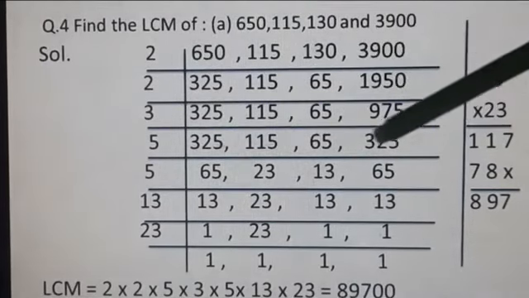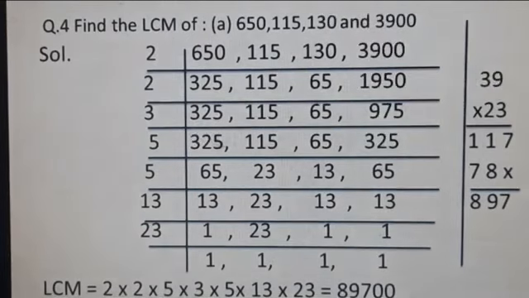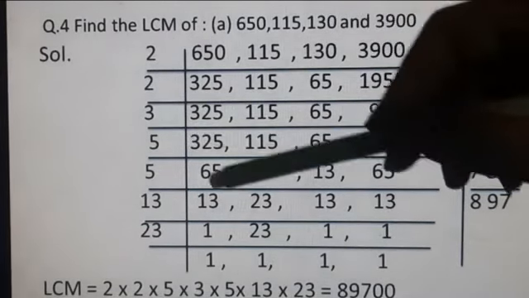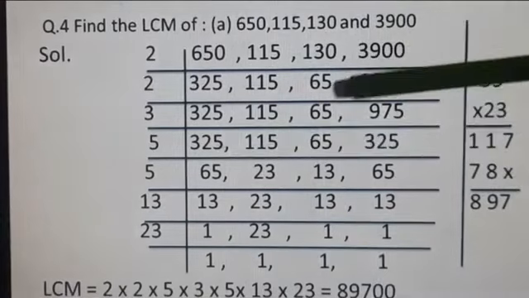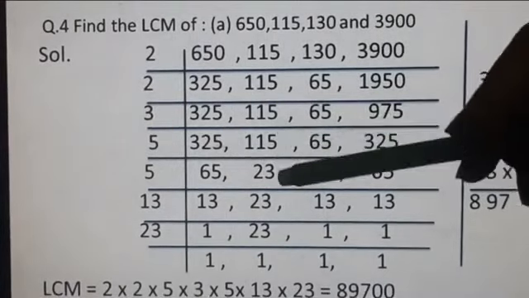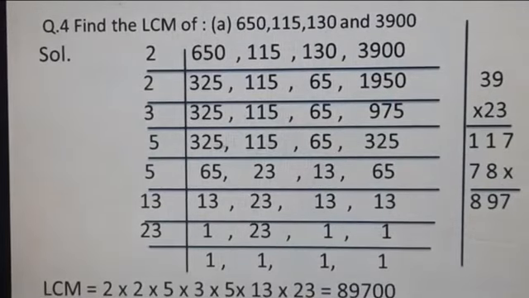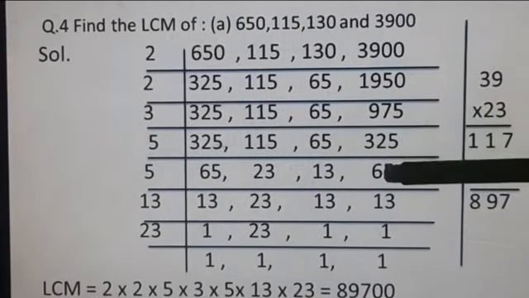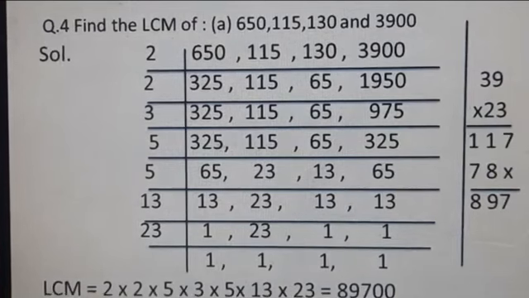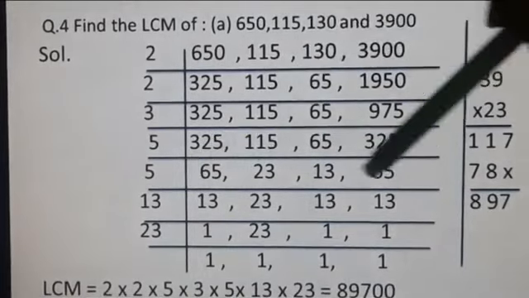5, 5, 5, 5. It means these are all divisible by 5. 5 6s are 30, 5 5s are 25. 5 2s are 10, 5 3s are 15. 5 1s are 5, 5 3s are 15. 5 6s are 30, 5 5s are 25. Right? Now 23 and 13 are prime. So we will check these numbers.